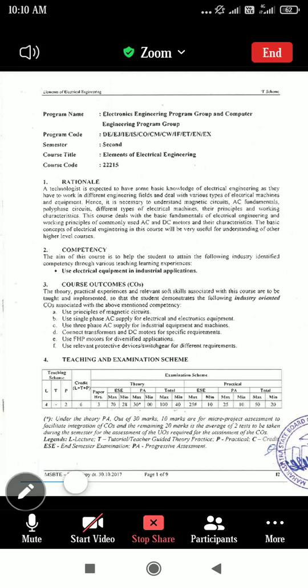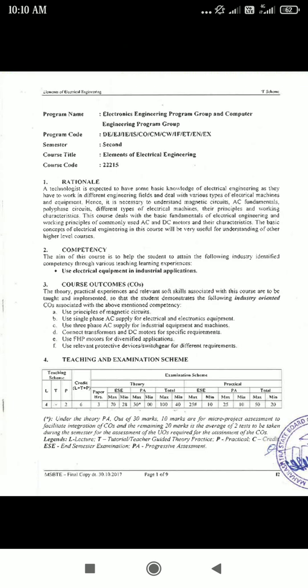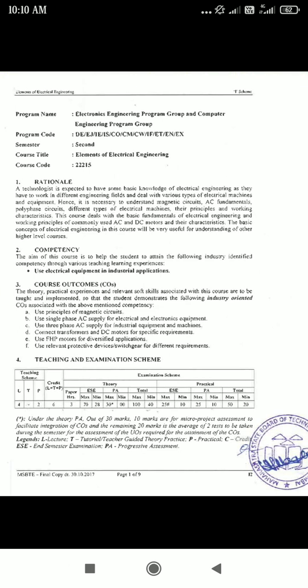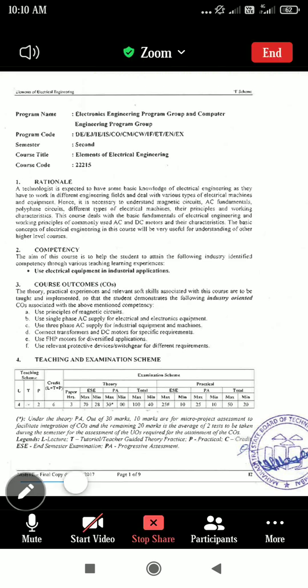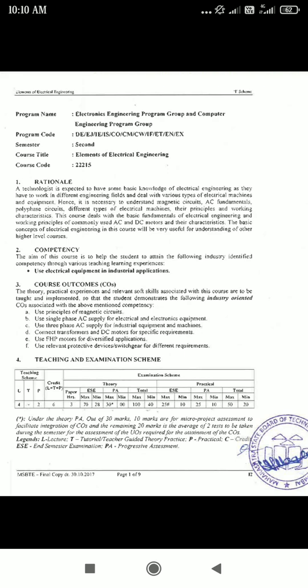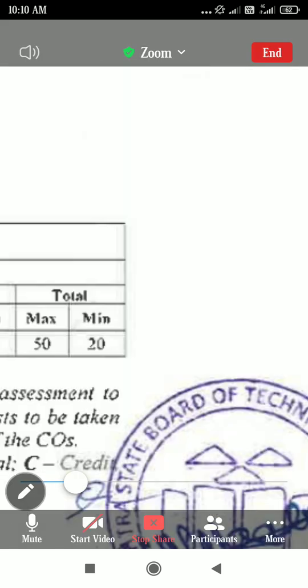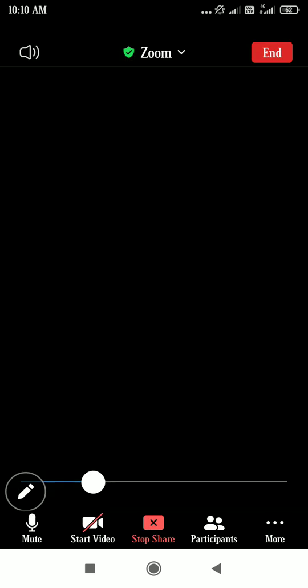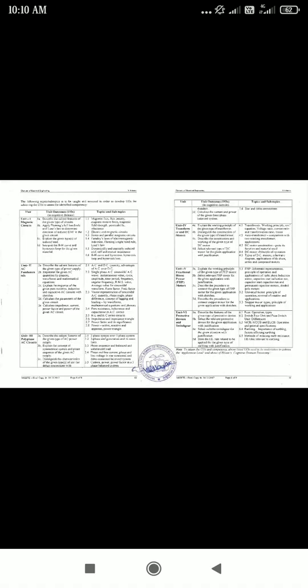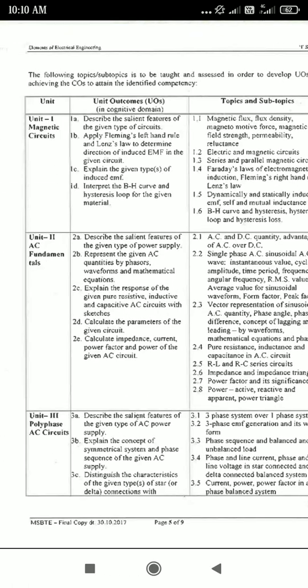In the practical session, the end sem exam has 25 marks, then assessment of 25 marks, total is 50 marks. Means the overall weightage of our subject is 150 marks. In this subject, we discuss the basics of electrical engineering.